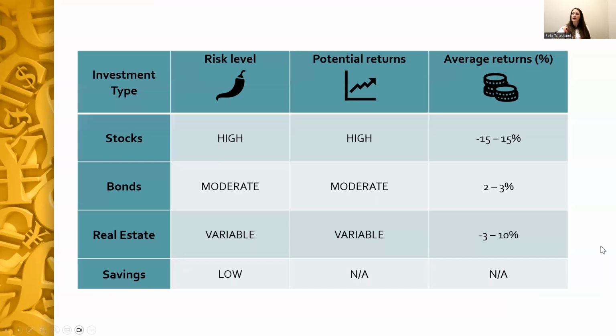For the actual permanent fund, their average returns over time can be as low as -15, so losing 15% in stocks, and as high as gaining 15%. Bonds sit in the gain always, so gaining 2 to 3%. So very little loss or no loss in that category. And then real estate might lose upwards of 3%, and then you could gain up to 10%. And again, no loss or gain in savings.